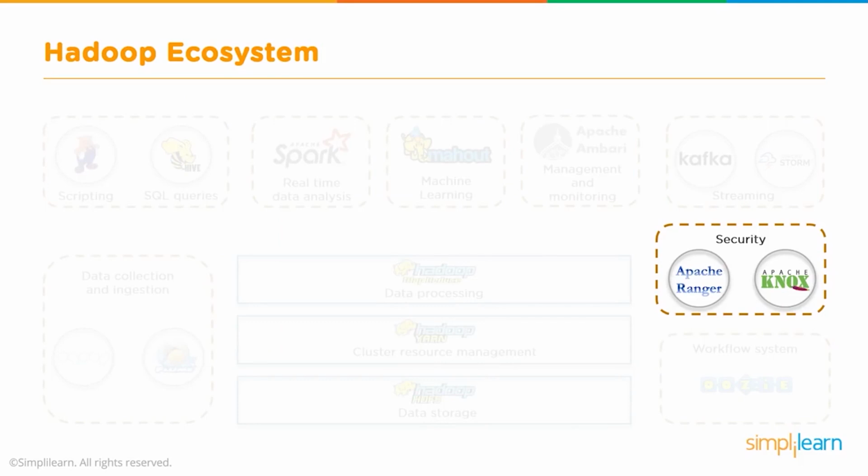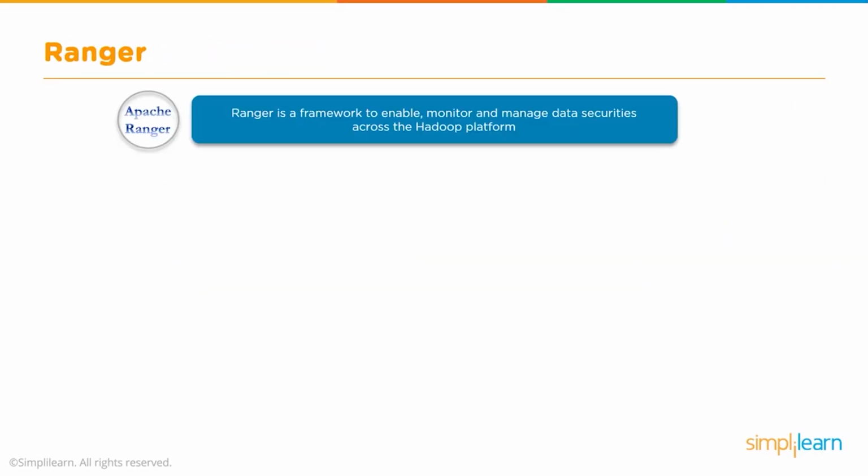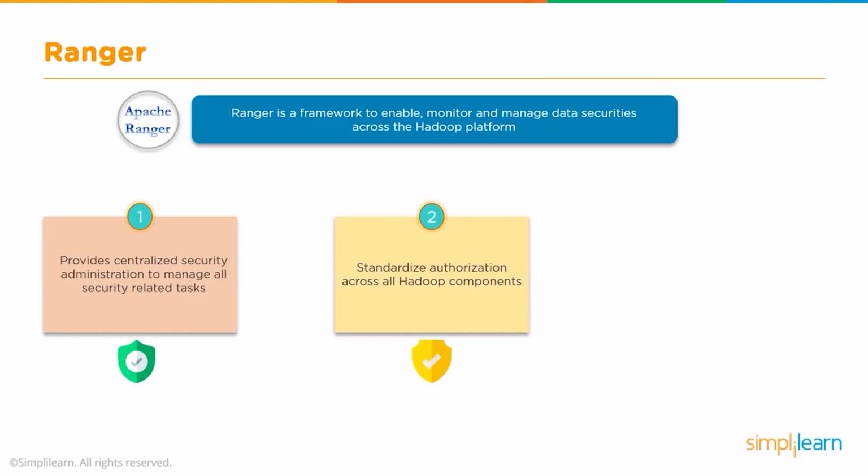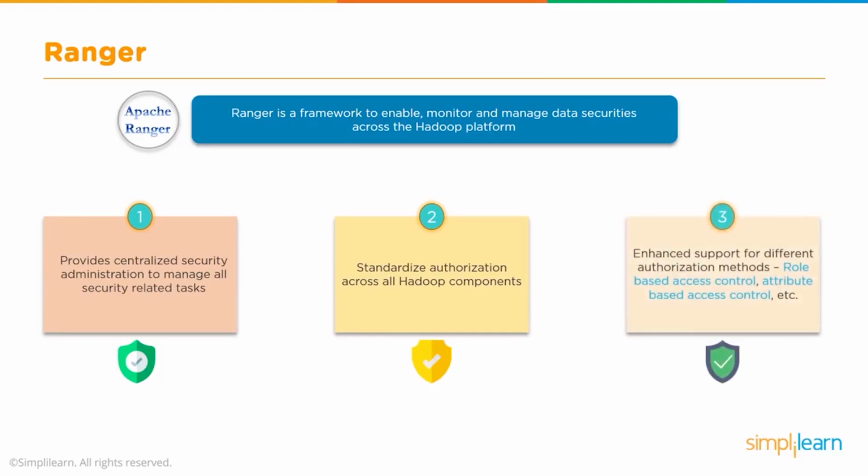Security in Hadoop has Apache Ranger and Apache Knox as the two most popular ones. The Apache Ranger is a framework to enable, monitor, and manage data security across the Hadoop platform. The first thing it does is provide centralized security administration to manage all security-related tasks. The second thing it does is provide standardized authorization across all Hadoop components. And third, it uses enhanced support for different authorization methods: role-based access control, attribute-based access control, etc.